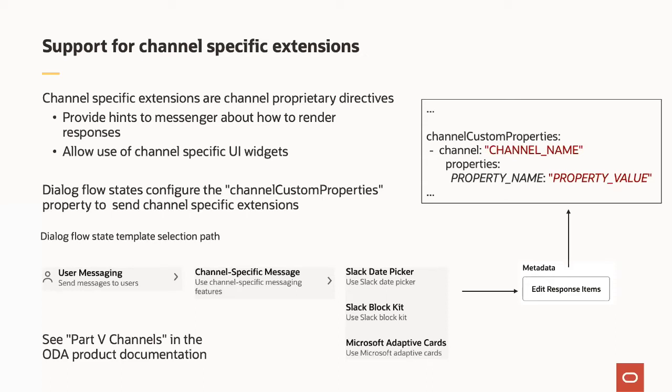If you're on the Visual Flow Designer, then what you should use is user messaging, channel specific messages, and then you can choose directly if you want to work with Microsoft Adaptive Cards, with the date picker on Slack or Slack block kit. Or what you can also do is go to user messaging, and then choose one of the options which are declaratively customizable, because they would underneath use a system common response component, in which case you can use the same code that works for you today in YAML.